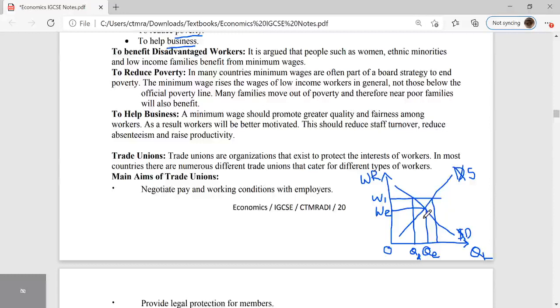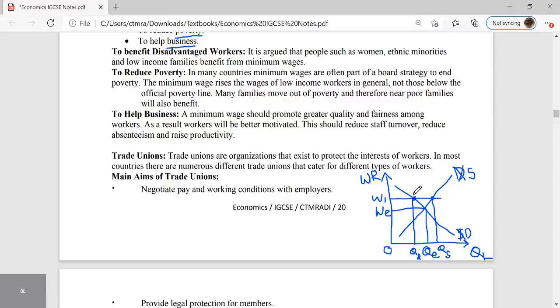Another thing may happen at the same time: as the wage rate is increases, the supply of labor will rise to this part. This will become the new supply of labor. Supply of labor is increasing because the higher wage rate is attracting more labor into the market. More laborers will be attracted, and they'll try to join the labor force.